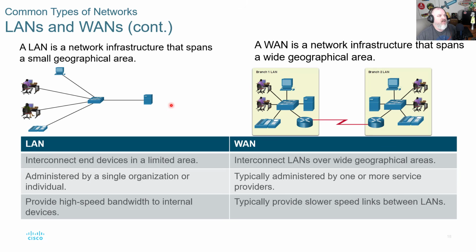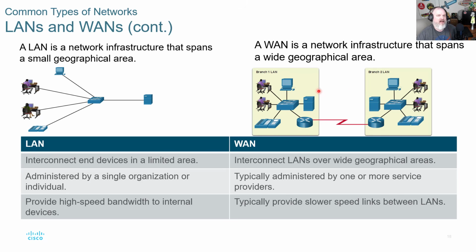So a LAN is a network infrastructure that spans a small geographical area. It can be in 2 different buildings. It can be in multiple buildings, but it's usually confined to 1, maybe 2 buildings, small area. A WAN is a network infrastructure that spans wide geographical areas. So you can have multiple LANs connected together, and then those become WANs, wide area networks.